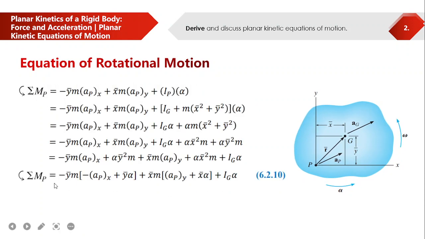So this is the new equation if your point P is away from the body's center of mass at a specific distance, which is your x bar and y bar. So this is how to compute the sum of all the external moments at point P, away from the center of mass G. Okay, so this will be your formula.